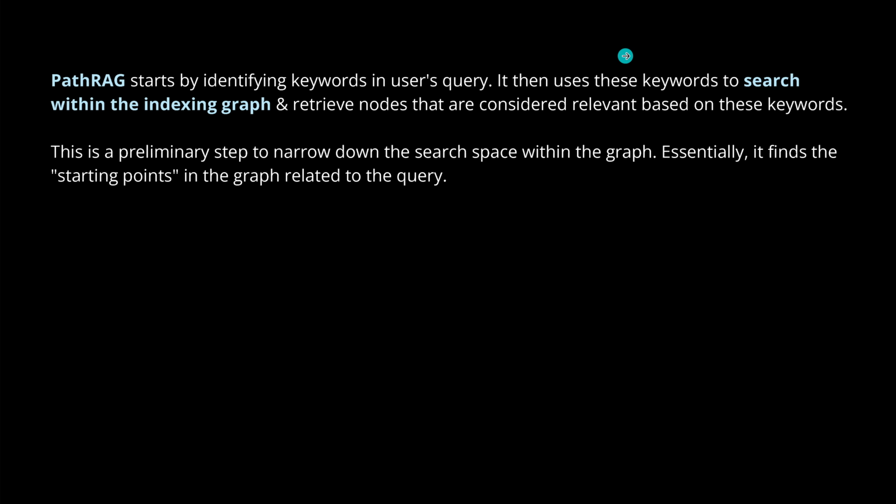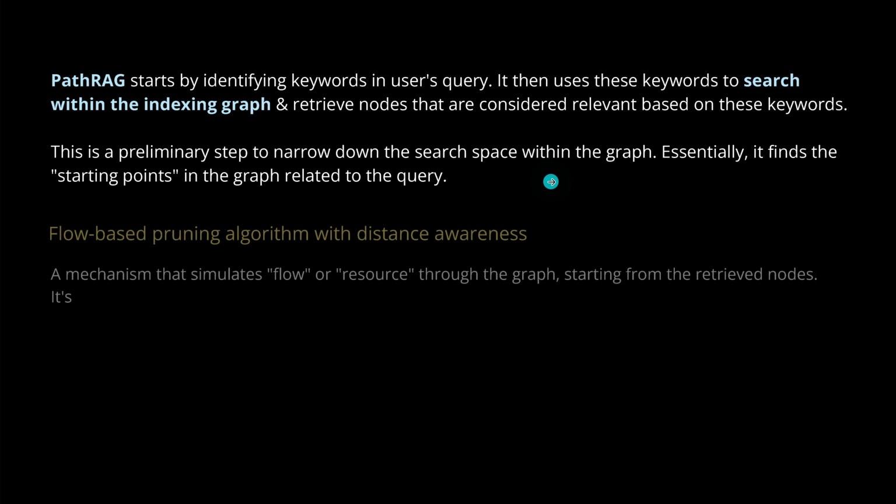And the system then uses my keywords to search within the indexing graph. So yes, we have to build an indexing graph from our text database or whatever we have, and retrieve nodes that are considered relevant based on these keywords. This preliminary step narrows down the search base because we define our starting points.